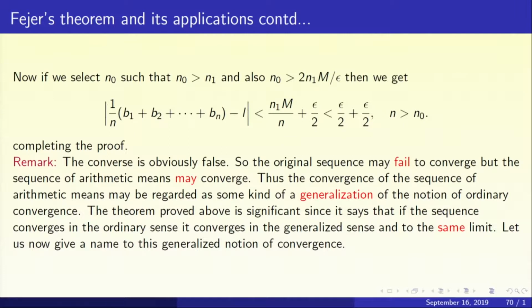Why? Take the sequence 1, -1, 1, -1, 1, -1. This sequence does not converge, but if I take the sequence of arithmetic means, it does converge. So, the original sequence may not converge, but the sequence of arithmetic means converges. So, the converse is not true. So, the point is, if the original sequence converges to L, the sequence of arithmetic means also converges to L.